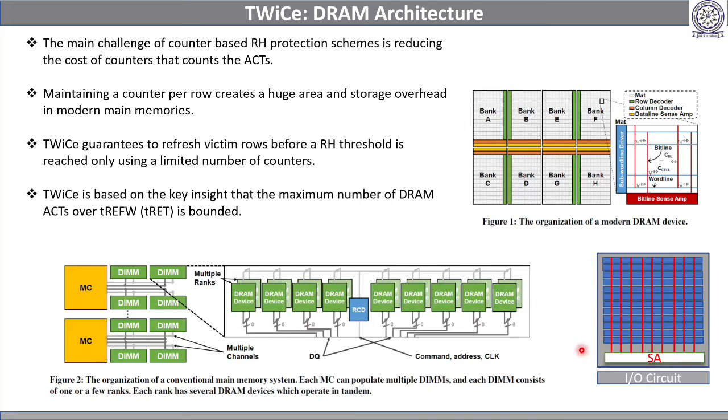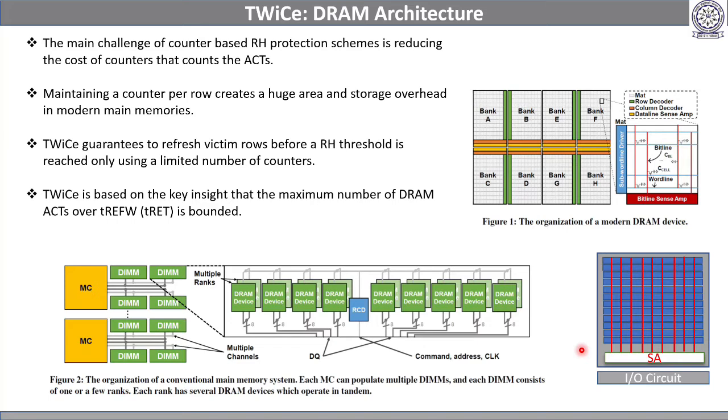This may misguide the row hammer mitigation. How? Suppose you are maintaining a counter in the memory controller, and the attacker is trying to target row number 1. What will happen? The counter stored in the memory controller will see that row number 1 is being aggressively activated, and once the counter of row number 1 exceeds the RH threshold, the memory controller has to refresh the victim rows. And which are the victim rows? Victim rows are the neighboring rows.